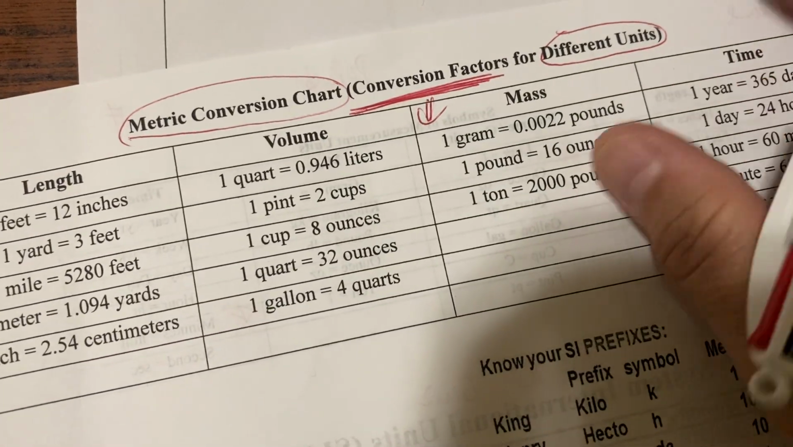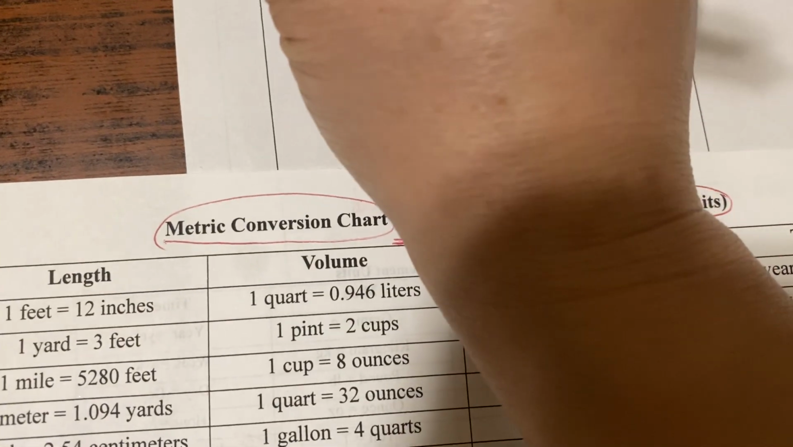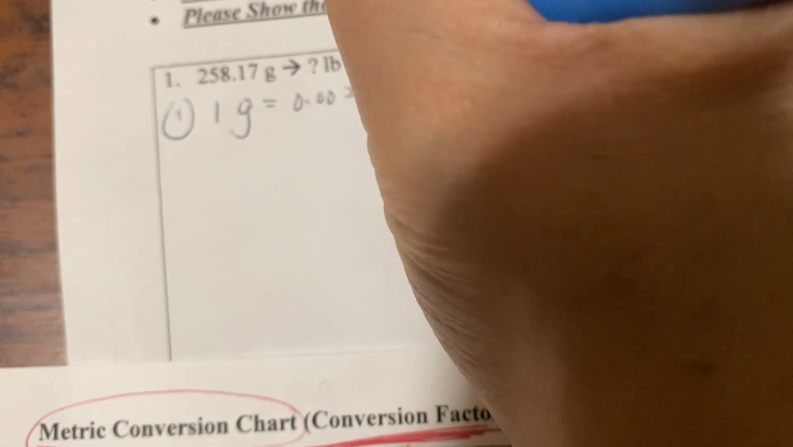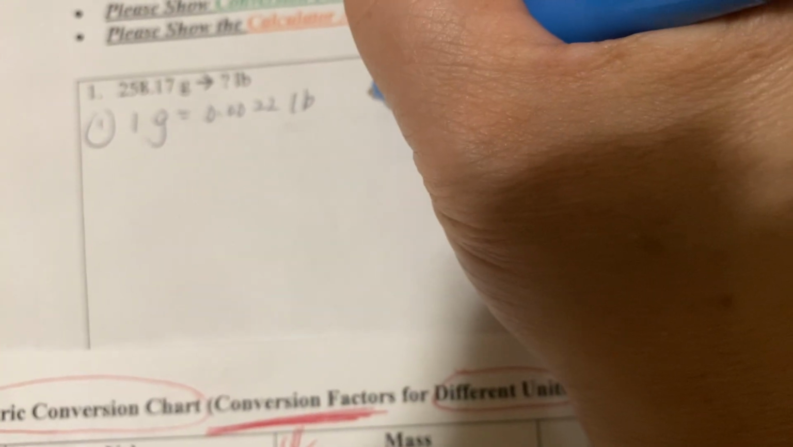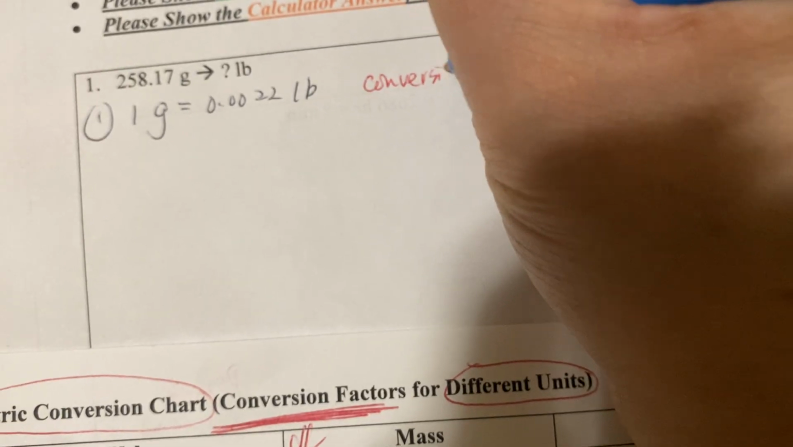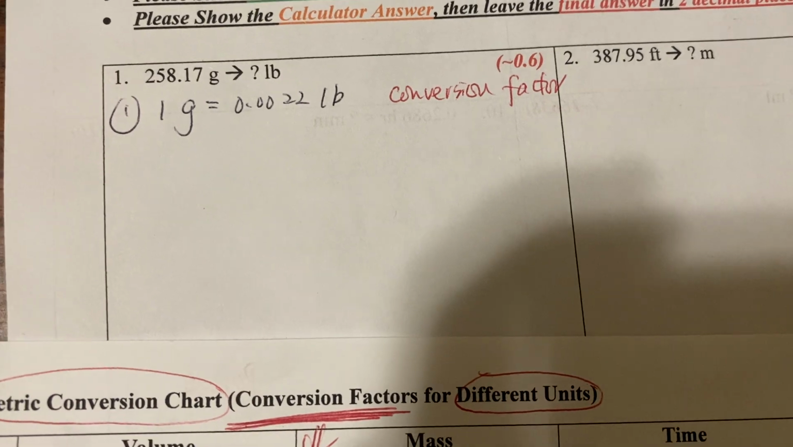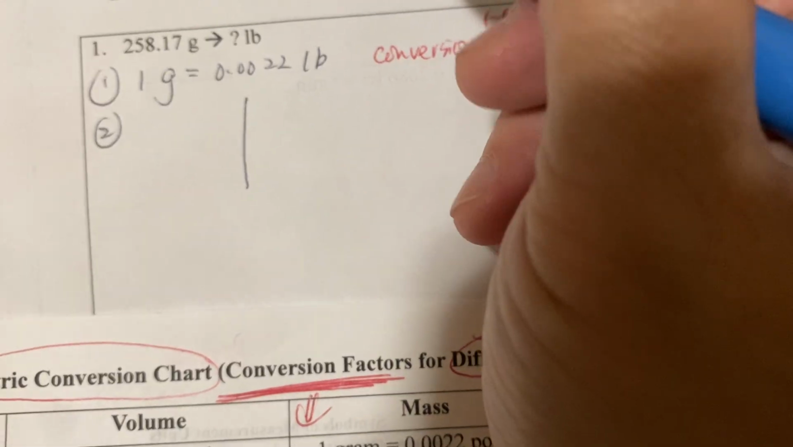But I don't want to write a long thing. I want to write the abbreviation, the symbol. So I'm going to use pencil for step 1. Step 1, I'm going to write 1 gram equals 0.0022 pound, but I'm going to write it simply: 1 g is equal to 0.0022 lb. And then in red pen, this step is the so-called conversion factor.